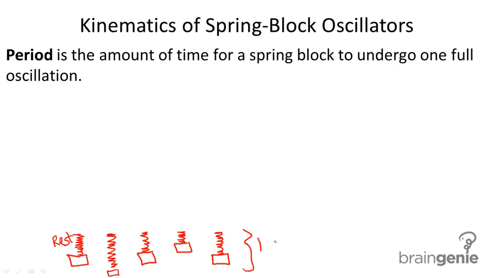So that's one oscillation. Now, when we talk about period, let's say we have a period of T equals 2 seconds. That means it takes 2 seconds for one oscillation.